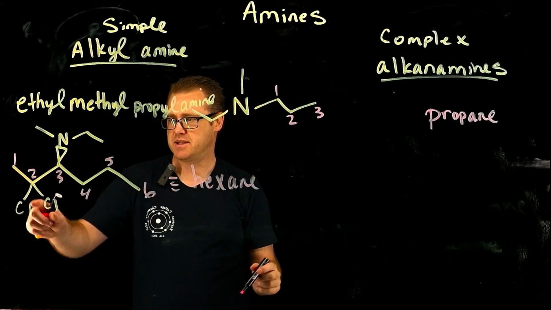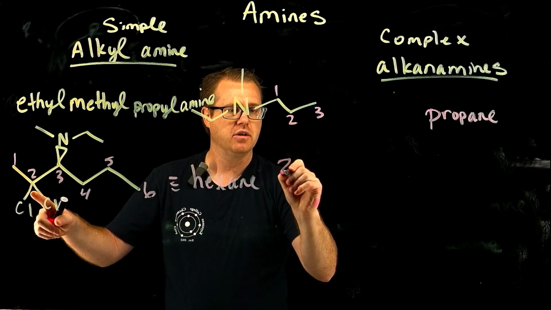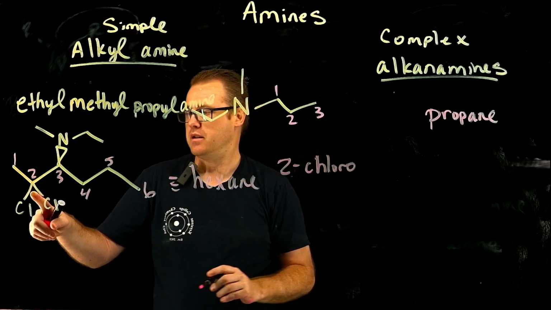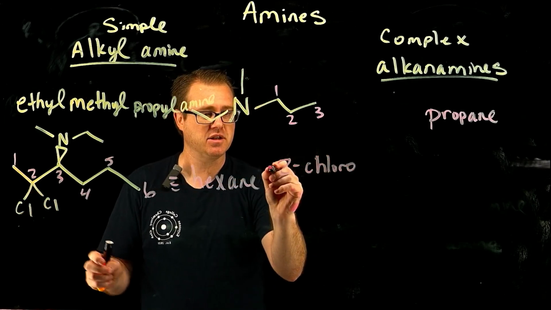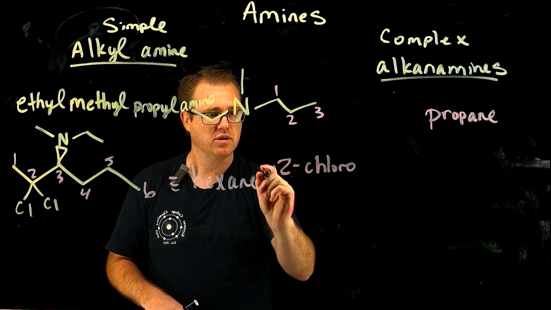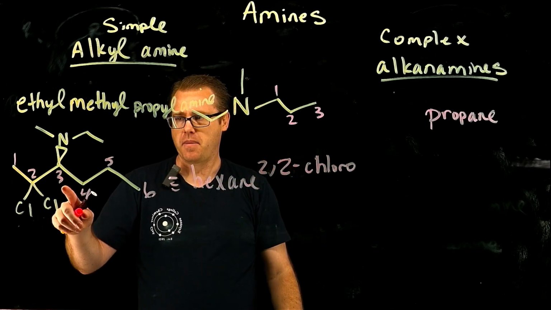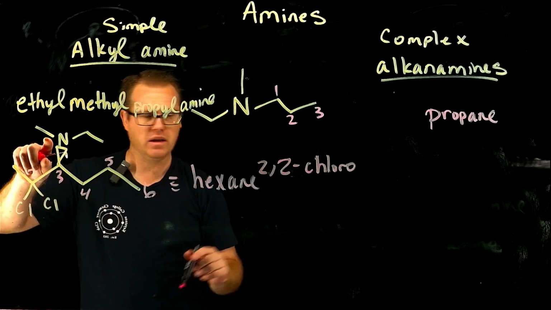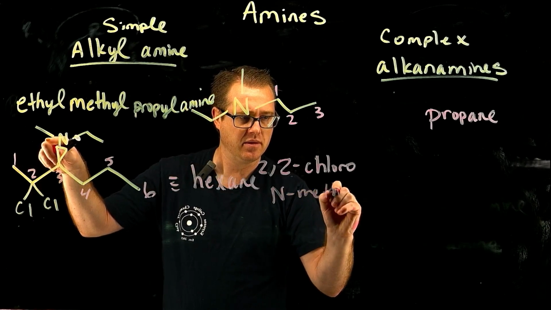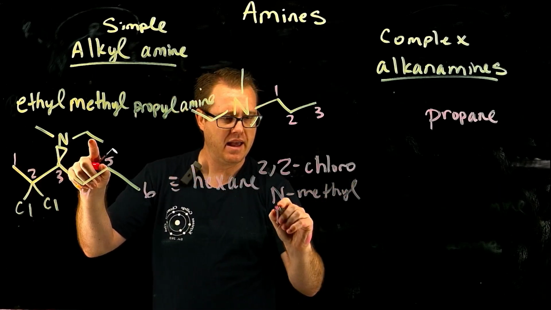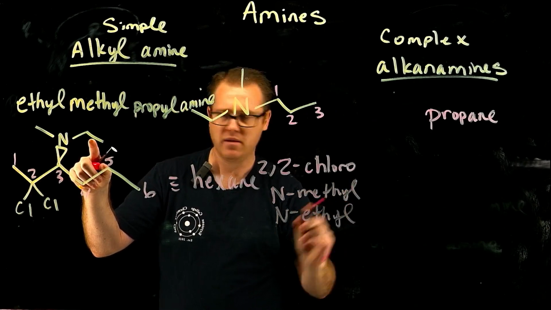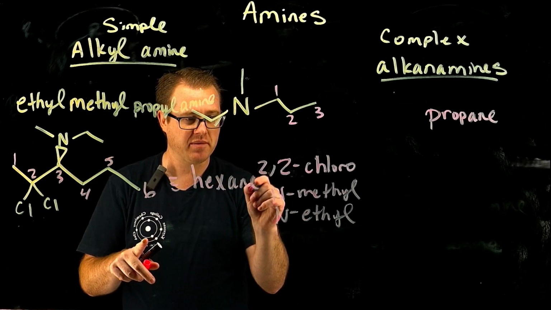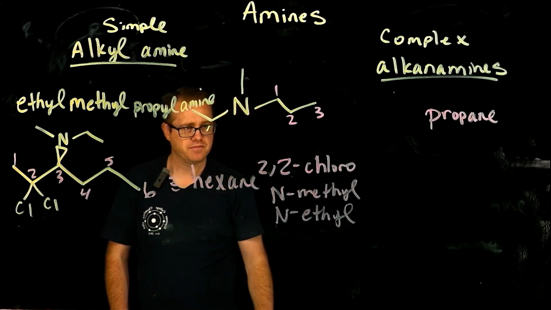If I just made a list of the substituents, I have 2-chloro, and I have 2 of them at that position, so I'll just go like this, 2, 2. And then we have an N-methyl. We have an N-ethyl. We've got the parent name, which we know we're going to have to drop the E and put amine.